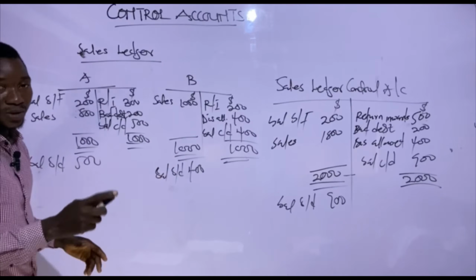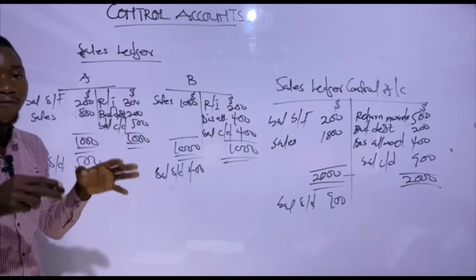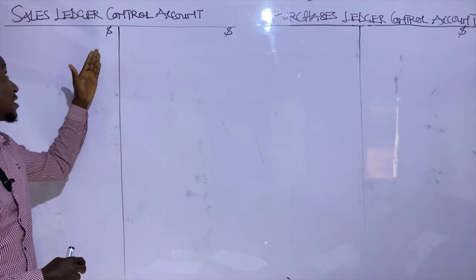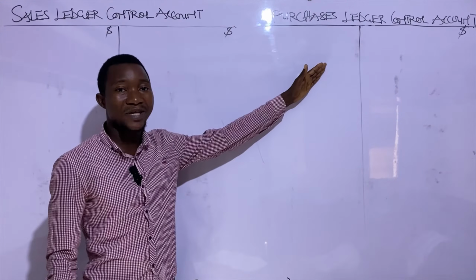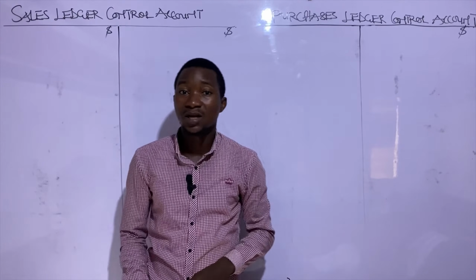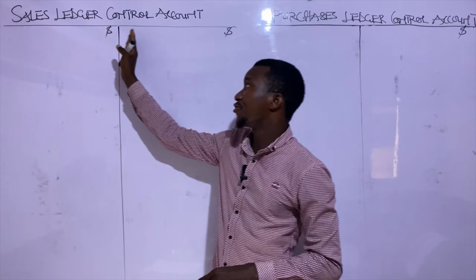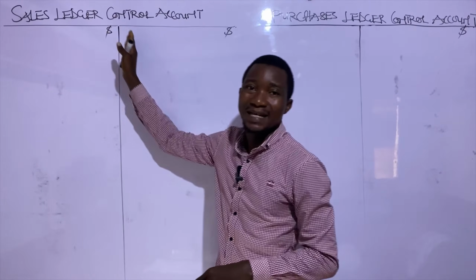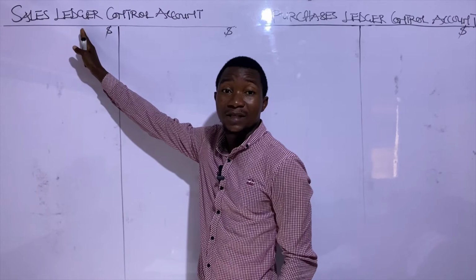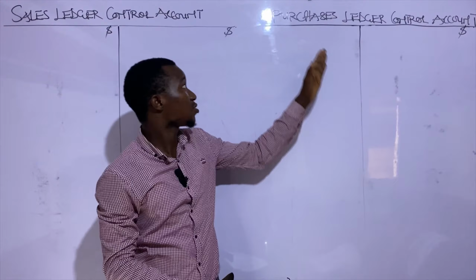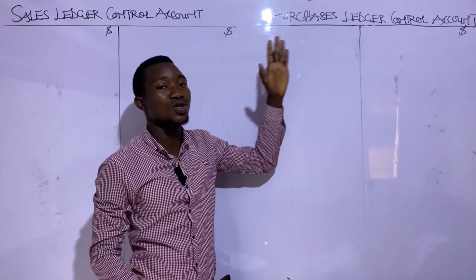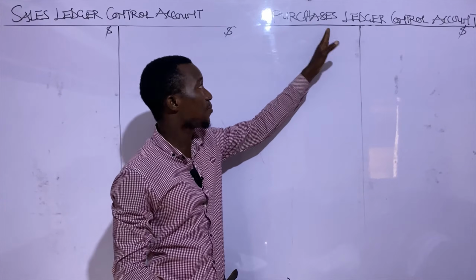Is that okay? Good. So now let's look at the structure and the format of the two control accounts. This is the sales ledger control account and this is the purchases ledger control account. But one key thing I want you to put at the back of your mind is that when we are talking about sales ledger control account, we are talking about the total debtors account, because debtors accounts are found in the sales ledger. On the other hand, when we are talking about purchases ledger control account, we are talking about total creditors account, because all creditors accounts are found in the purchases ledger.